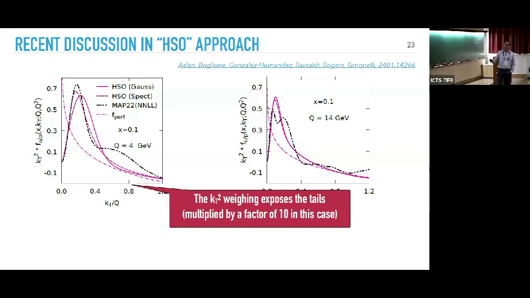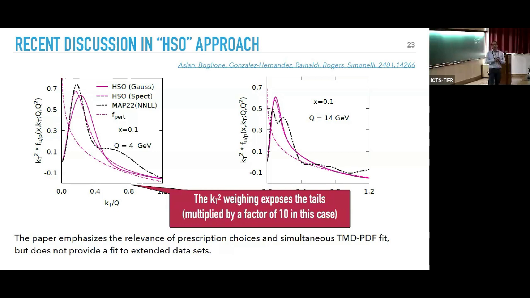And what you see is that the shape from our extraction, one of the latest extractions, is highly non-trivial. If you assume a simpler model, you can get something smooth. But the point is, at least as far as we know, you do not describe the data with these simple shapes. The paper here is, I think, interesting because it emphasizes the relevance of prescription choices, choices of functional forms, and the influence of collinear PDFs on TMDs. These are well-known problems, but this article re-emphasizes them. From another point of view, this article is not an extraction of TMDs, so one has to confront the ideas with data. Asmita.